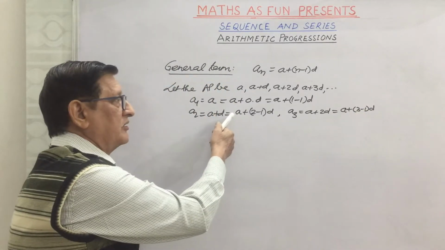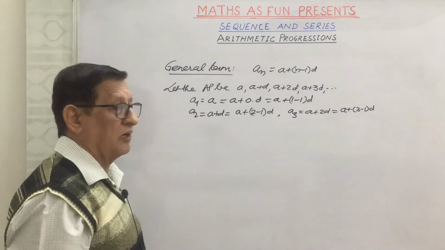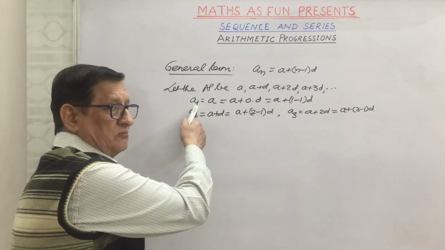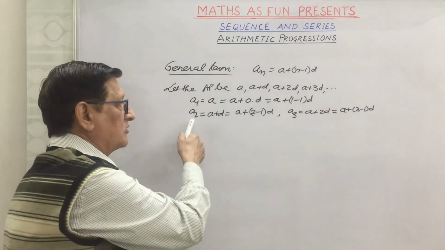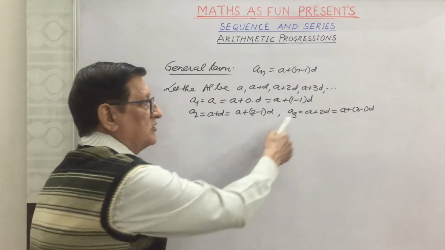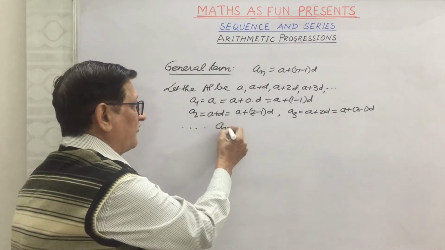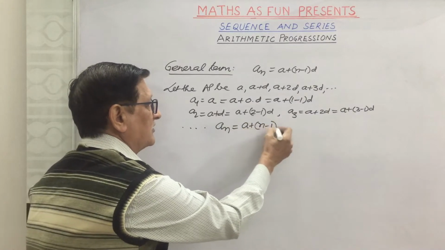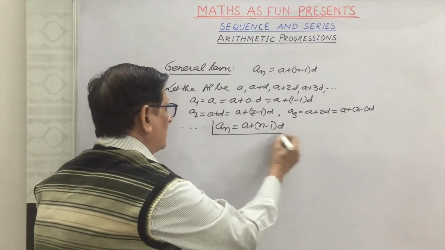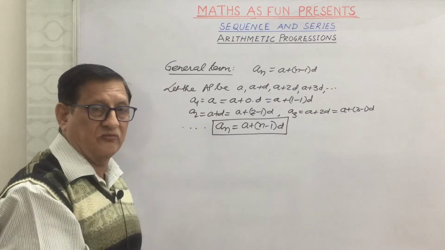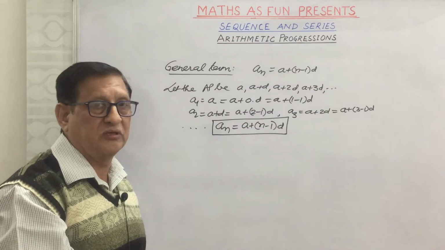So what we are finding here is that the coefficient of d is 1 less than the number of the term. The first term has the coefficient of d as 1 minus 1, the second term 2 minus 1, the third term 3 minus 1. If we go in the same order, we find that an will be a plus n minus 1 into d. It means the coefficient of d will be n minus 1. This formula is known as the general term of the AP, by which we can find any required term of the AP.